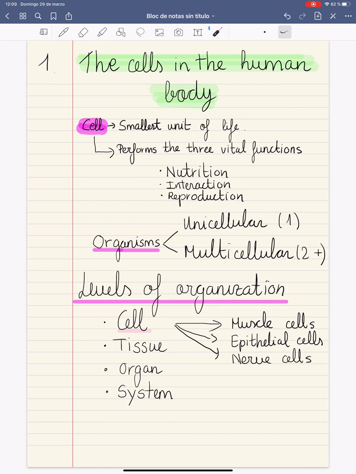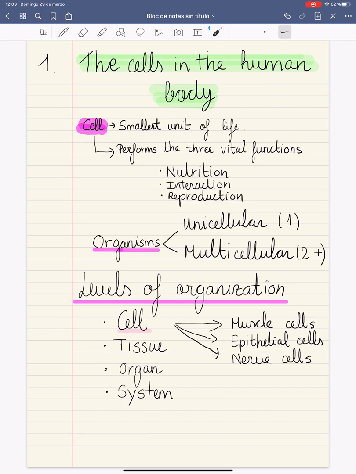We have to distinguish between unicellular organisms and multicellular organisms. Which is the difference between both of them? Unicellular organisms are composed of a single cell, one cell, and multicellular organisms are composed of two or more cells.